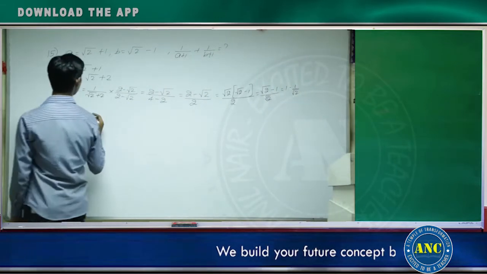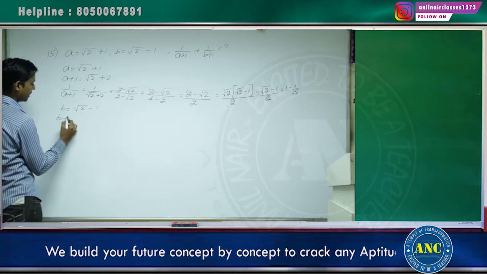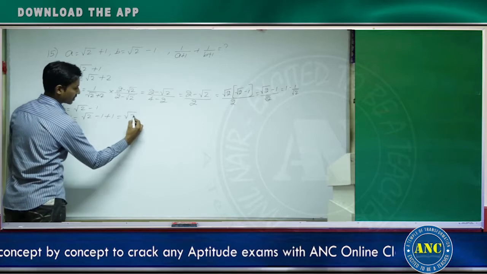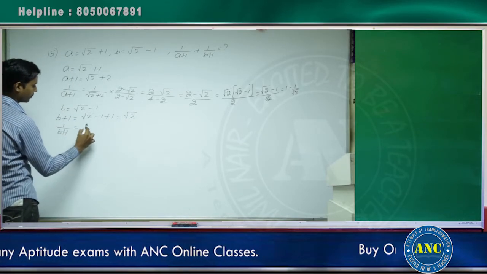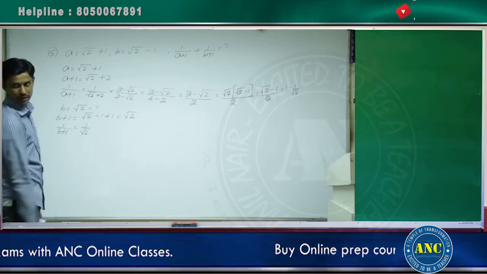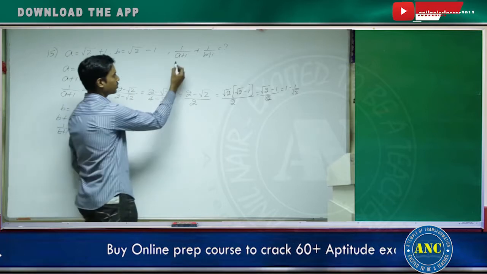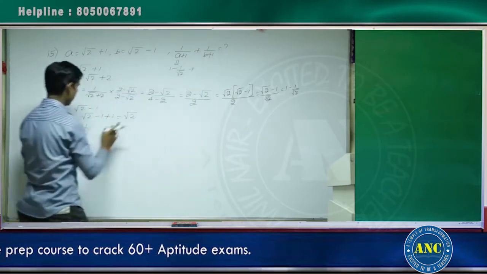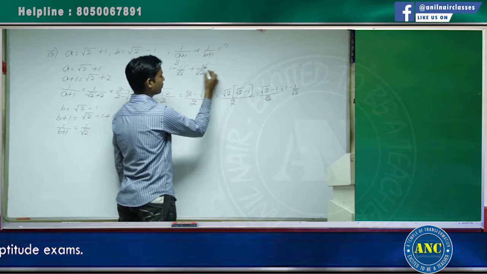Similarly, if I take B plus 1, B is equal to root 2 minus 1. B plus 1 will be root 2 minus 1 plus 1, so this is nothing but root 2. But I want 1 by (B plus 1), the reciprocal of that, which is 1 by root 2. So 1 by (A plus 1) is 1 minus 1 by root 2, plus this value 1 by root 2. They both cancel each other and you are left with 1.